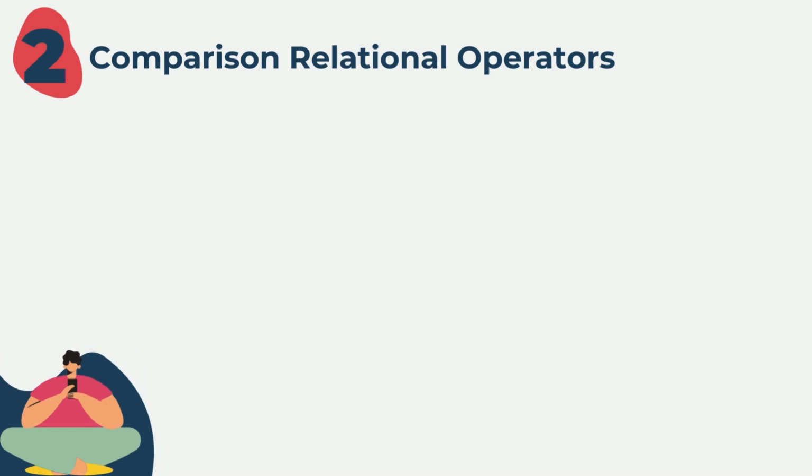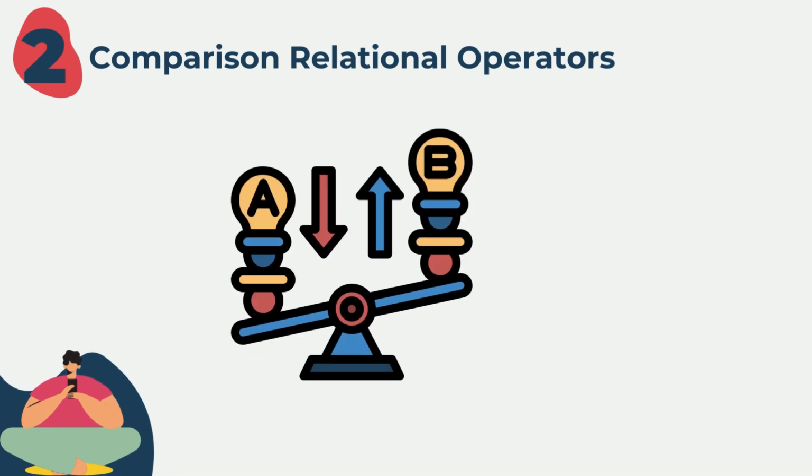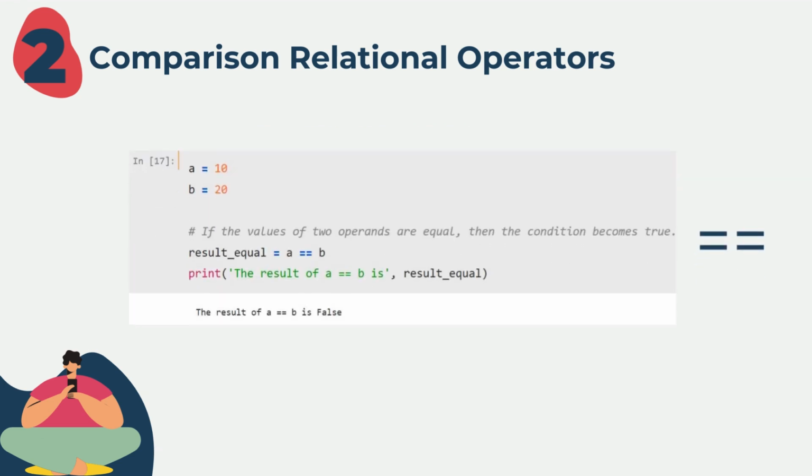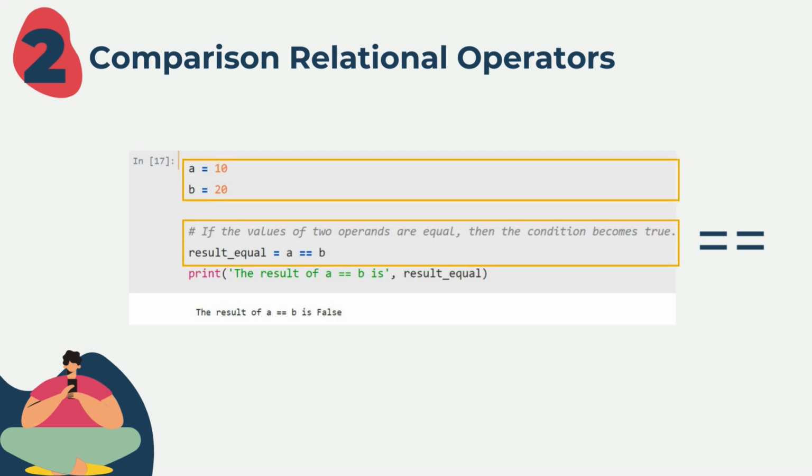Next, we focus on comparison or relational operators. These operators are the architects of value comparisons. These operators return true or false values. Let's dive into some of these operators. We begin with the equal operator. In our example, a and b with values 10 and 20 are compared, and the result is stored in result_equal. This operation evaluates if a is equal to b, and the result is printed.